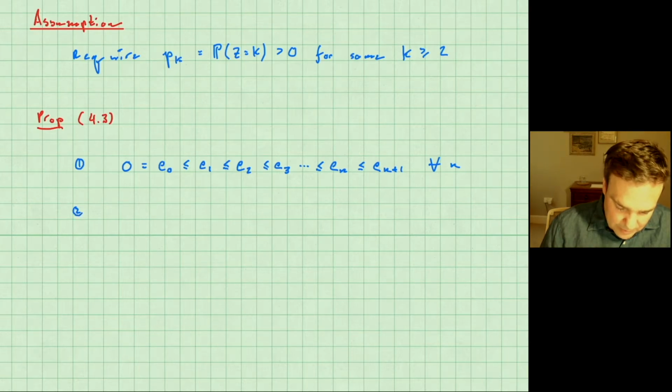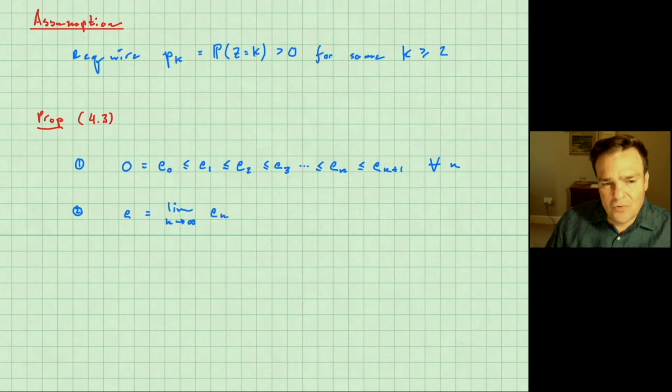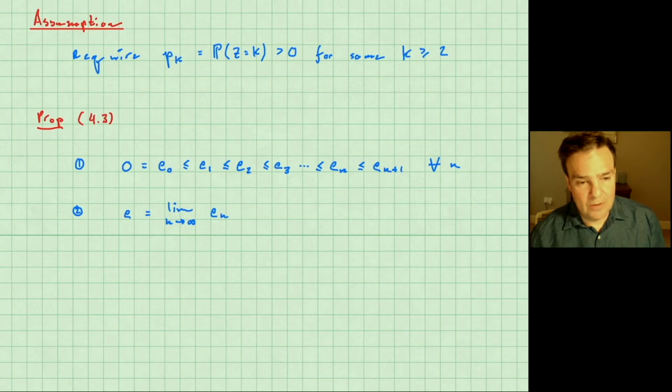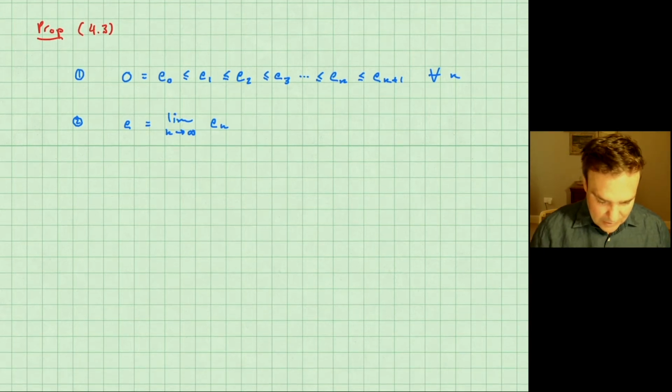And the second part says that the probability of ever having extinction, of eventual extinction, is just the limit as n goes to infinity of E sub n. It might seem super obvious somehow if you think about the definition of A as the limit as n goes to infinity of A sub n, but those are the events and these are the probabilities. So I don't know, maybe it's a little bit subtle.